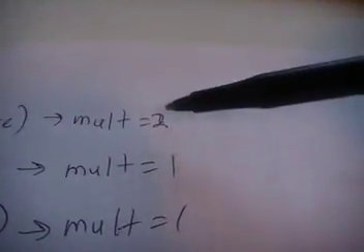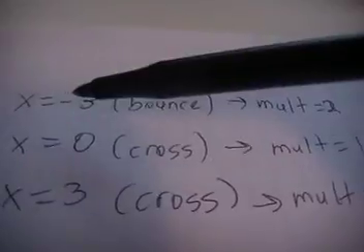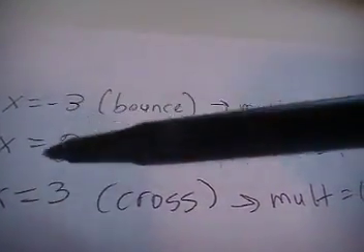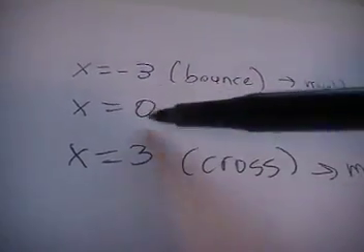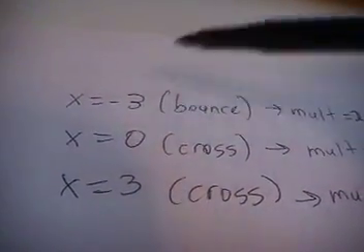A multiplicity of 2 tells you the answer is happening twice. This answer is happening twice, and these 2 are happening once. There's your 4 answers. There really are 4 answers. 3, 0, and negative 3 twice.